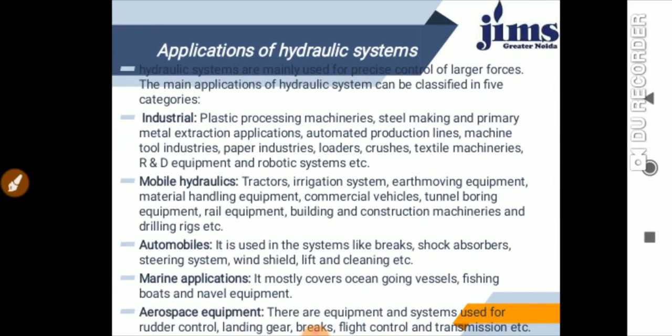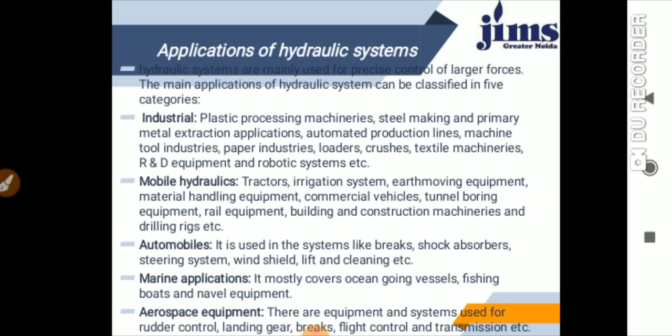Now we are talking about the applications of the hydraulic system. There are several applications of hydraulic systems. Hydraulic systems are mainly used for precise control of larger force. The main applications of hydraulic systems can be classified into 5 categories: industrial, mobile hydraulics, automobiles, marine applications, and aerospace equipment.